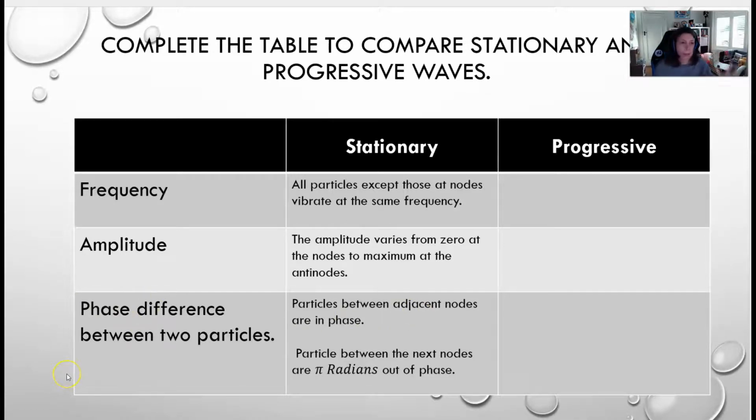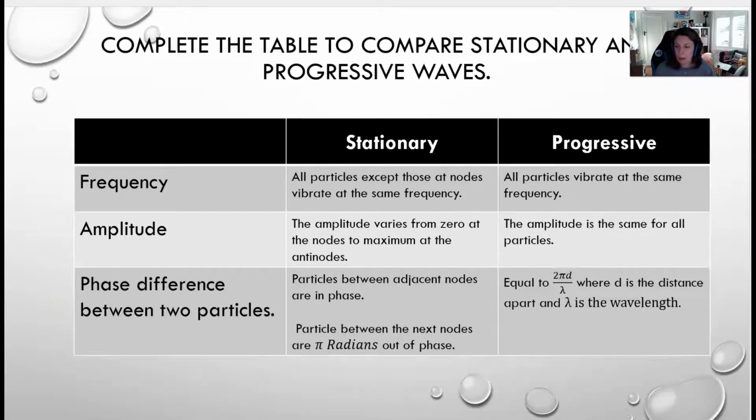A progressive wave is one like in the question at the start of yesterday's lesson with the wave rope moving. That's just one wave. So the particles are here and the wave is coming through. On a progressive wave, all the particles vibrate at the same frequency, the frequency of the wave. And the amplitude is the same for all the particles. So the particles go through the whole wave, okay? And the phase difference, as we've talked about in a previous lesson, is 2 pi d over lambda, where d is the distance apart and lambda is the wavelength.